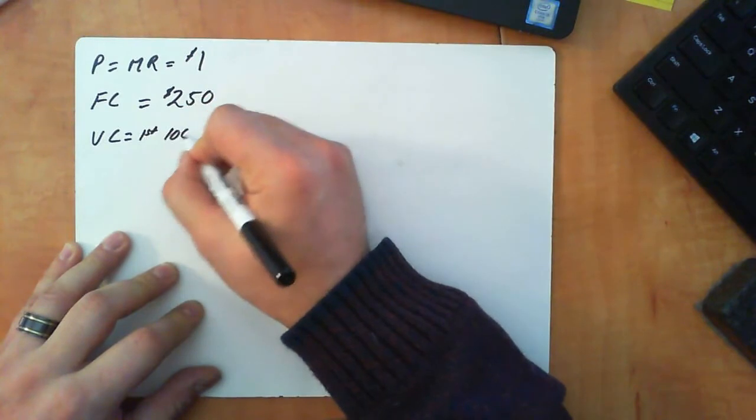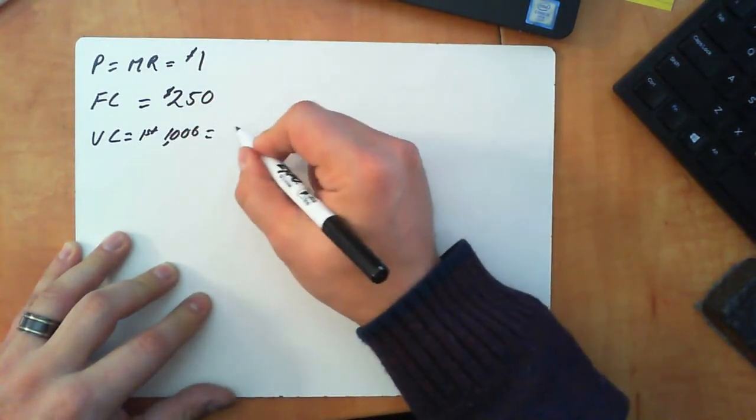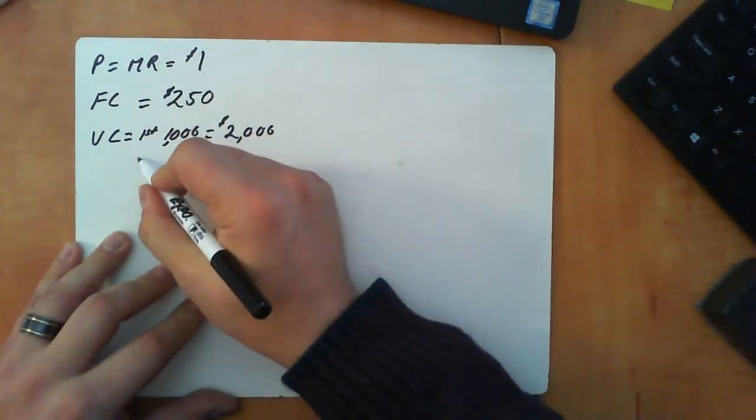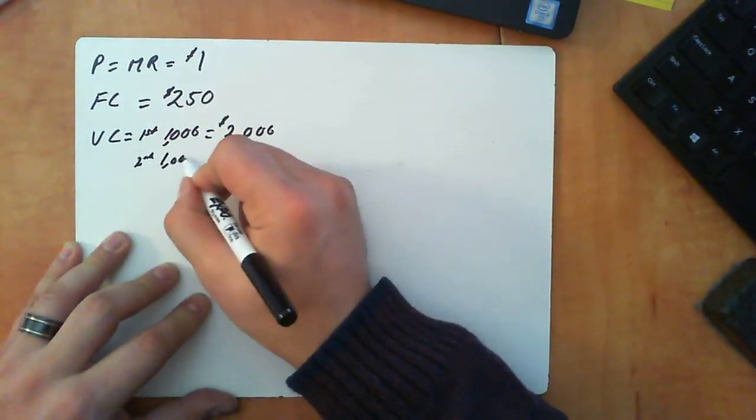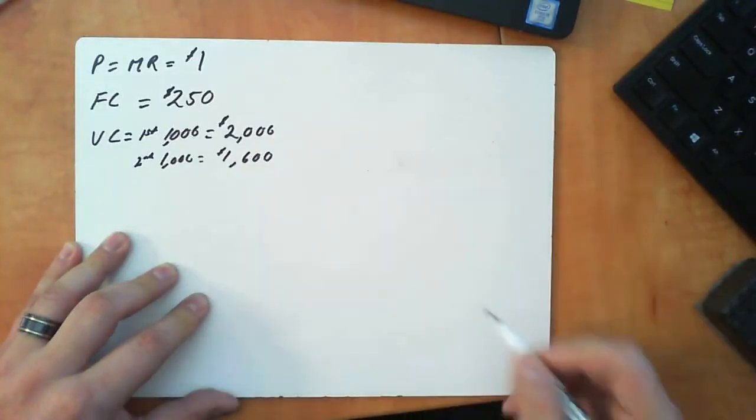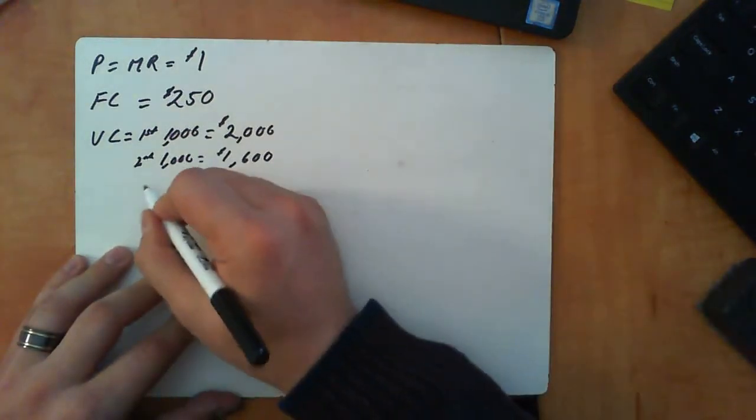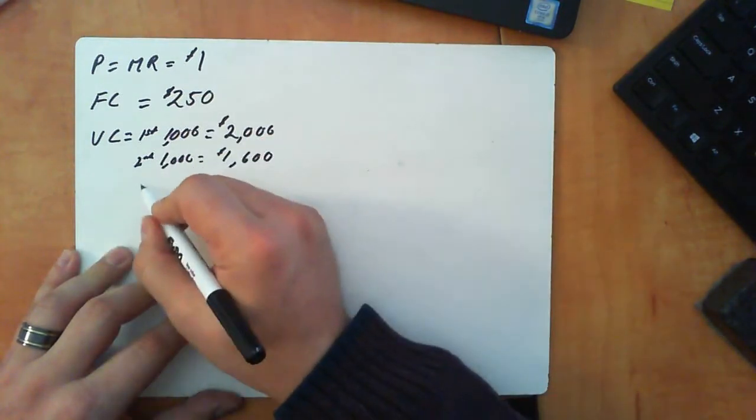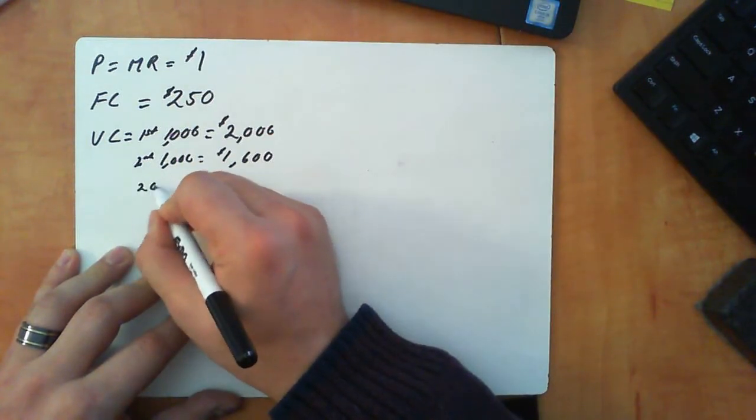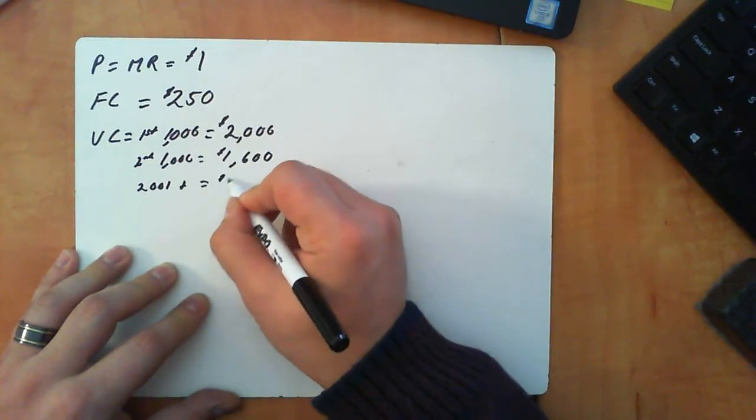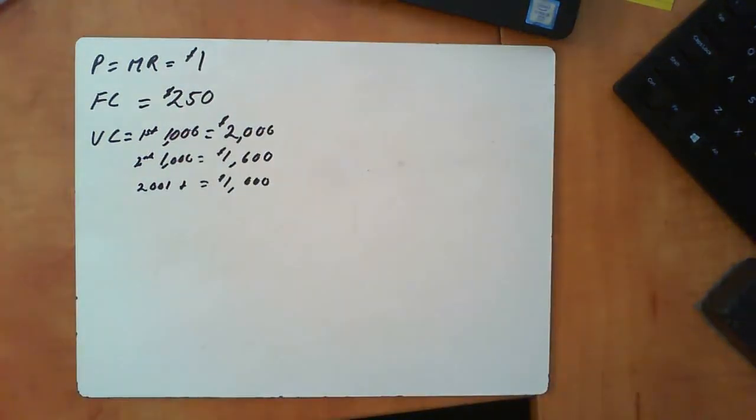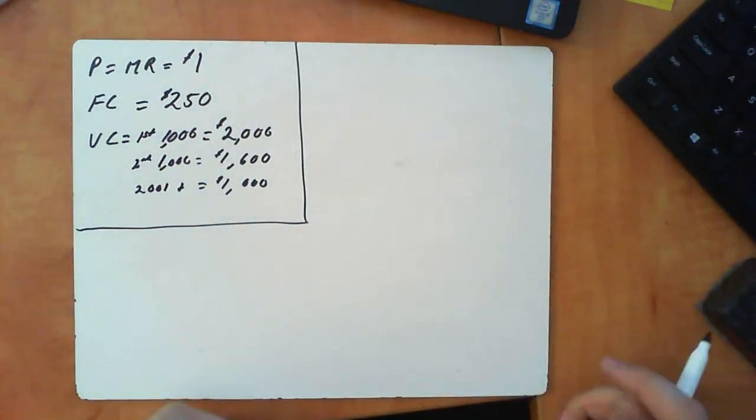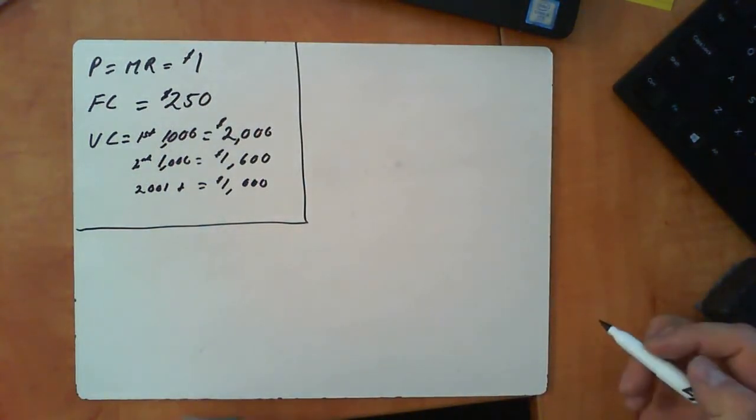Her variable costs are $2,000 for the first 1,000 posters. Okay? So then the variable costs. So the first 1,000 posters is equal to $2,000. $1,600 for the second 1,000. And then $1,000 for each additional. So then we'll say for $2,001 plus is equal to $1,000. Okay? So, let's take a look at this and see what we can answer.